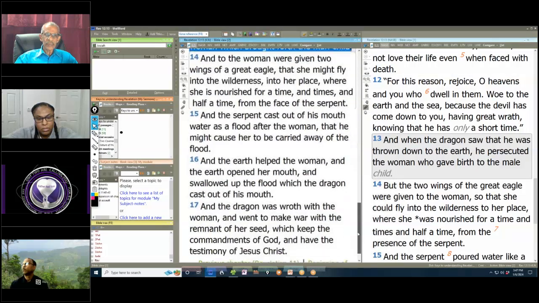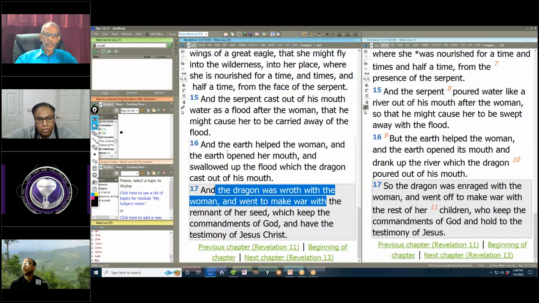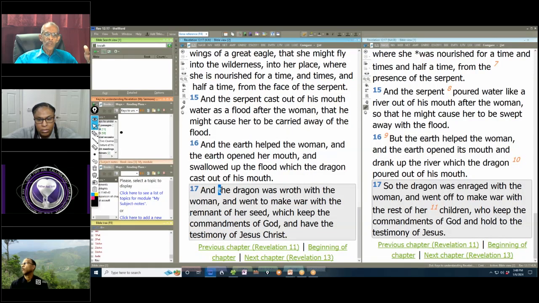But then it says, the dragon was angry with the woman because the earth opened her mouth and swallowed up the water which the dragon used to try to destroy the woman. And the dragon was angry with the woman, and he went to make war with the remnant of her seed. So what we're about to look at in the rest of Revelation is Satan's warfare against the remnant, the remaining portion of the body of Christ. That's you and me. That's where we come into the picture.